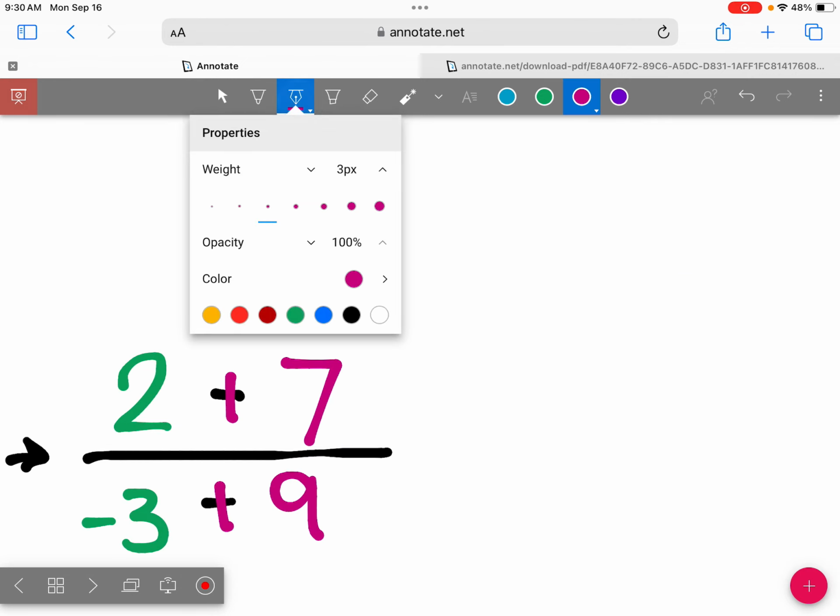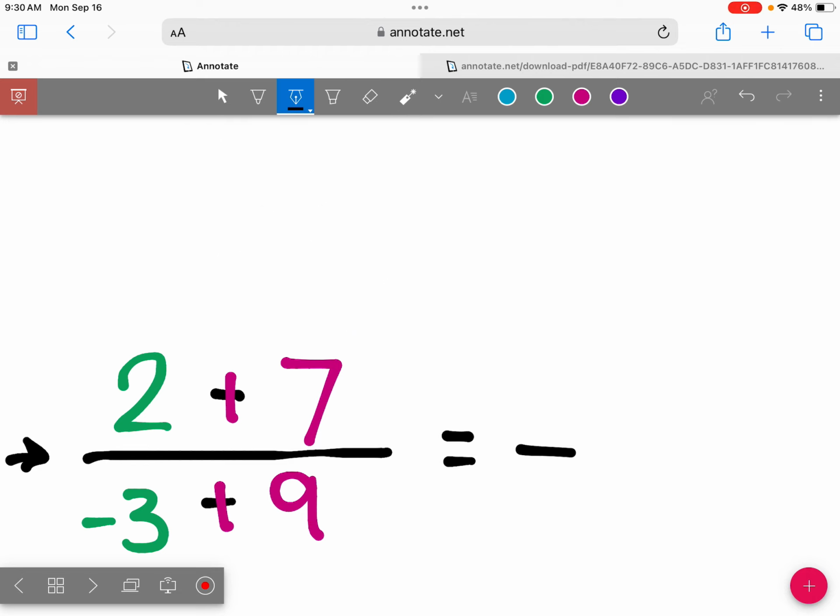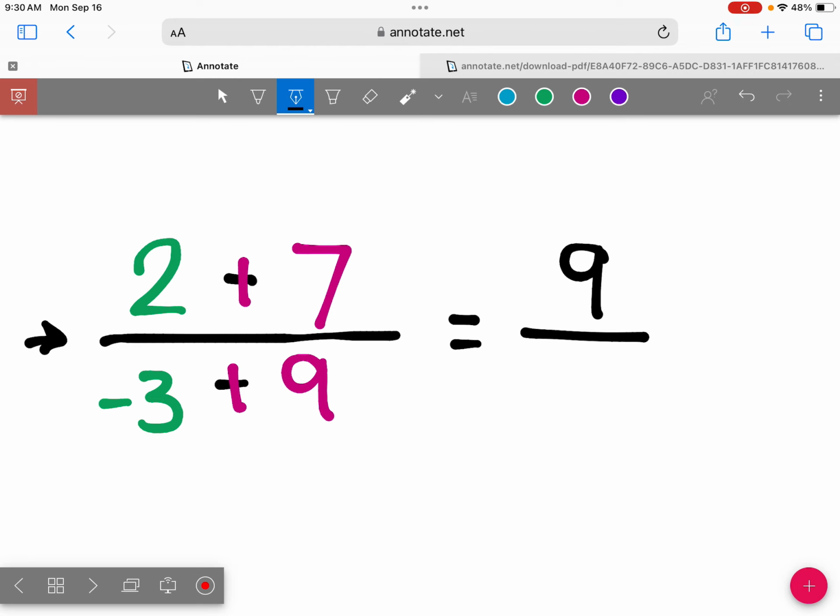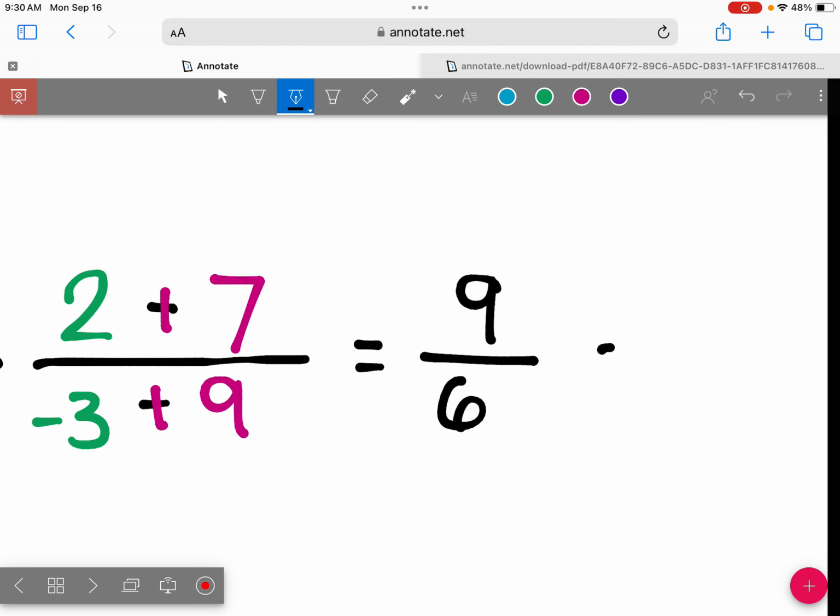So what is my numerator? Positive 9. What's my denominator? Positive 6. So what's my slope? Simplify it. Fraction. 3 over 2. We can leave them as improper fractions. That's totally fine. That's way easier to do, especially graphically, than a decimal.